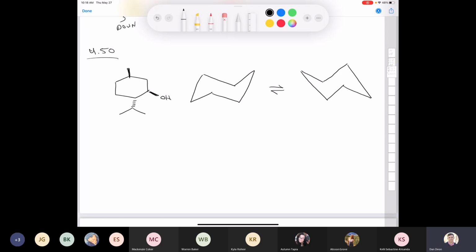All right. If we number these carbons 1, 2, 3, 4, and then 1, 2, 3, 4 like that, we'll just leave 5 and 6 out because there are no substituents on them. The methyl group here is pointing up, the hydroxyl is pointing up, and this isopropyl group is pointing down. So in the first conformation, will the methyl group be axial or equatorial? It is not a trick question.